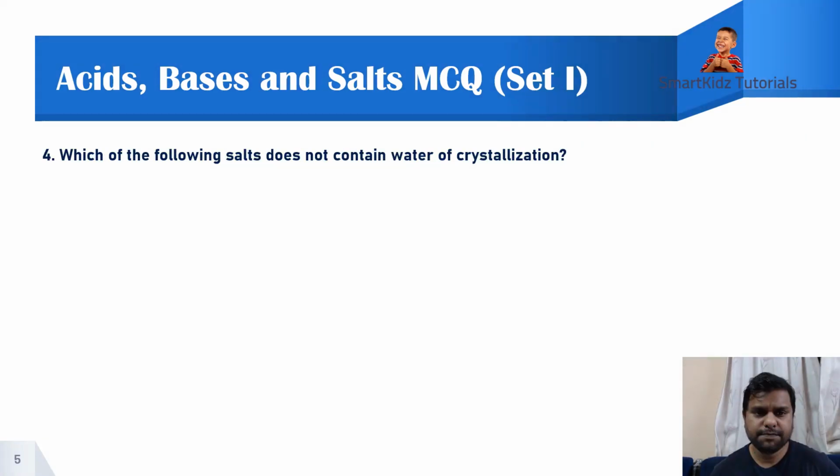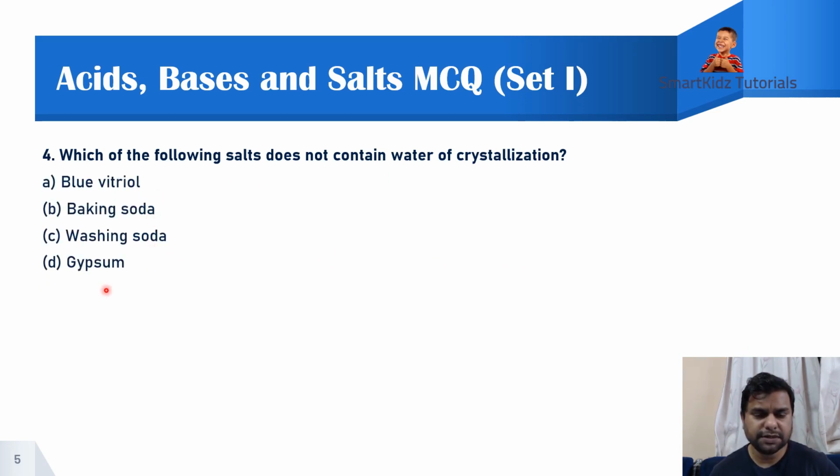Next one. Which of the following salts does not contain water of crystallization? Let's look at the choices: blue vitriol, baking soda, washing soda, gypsum. For this we need to know the formulas. If we know the formulas, then we will know whether they have got water of crystallization or not. Let's look at the answer. It says baking soda. So we'll have a look at these formulas and then easily we will be able to distinguish the one which does not have water of crystallization from the rest.